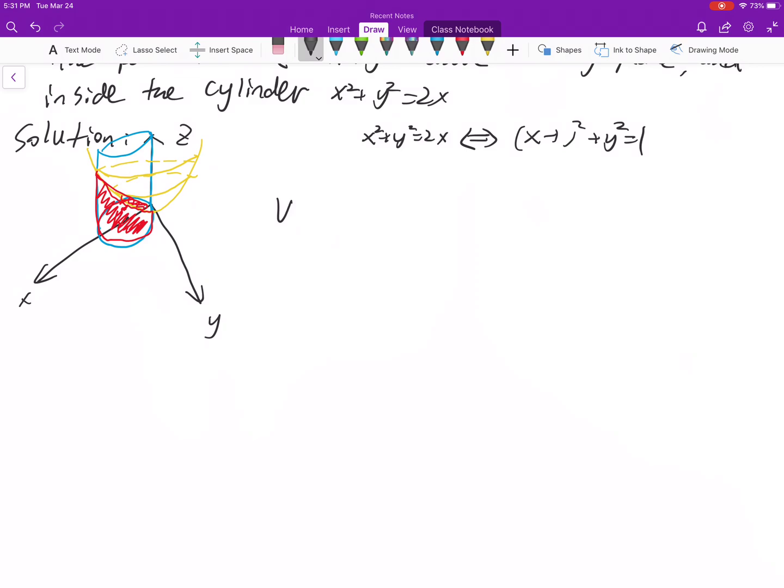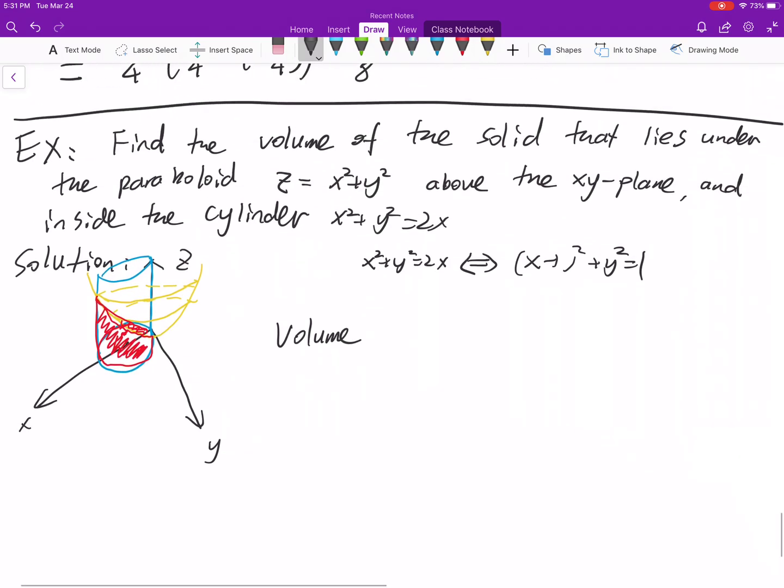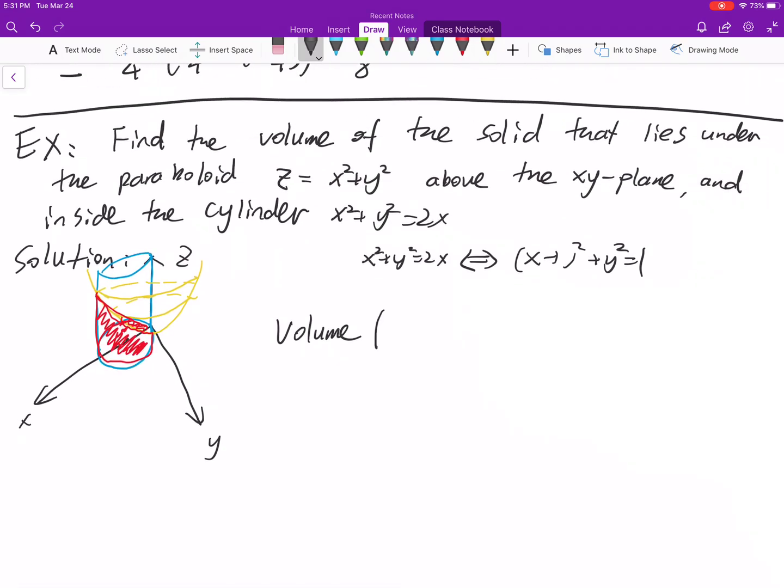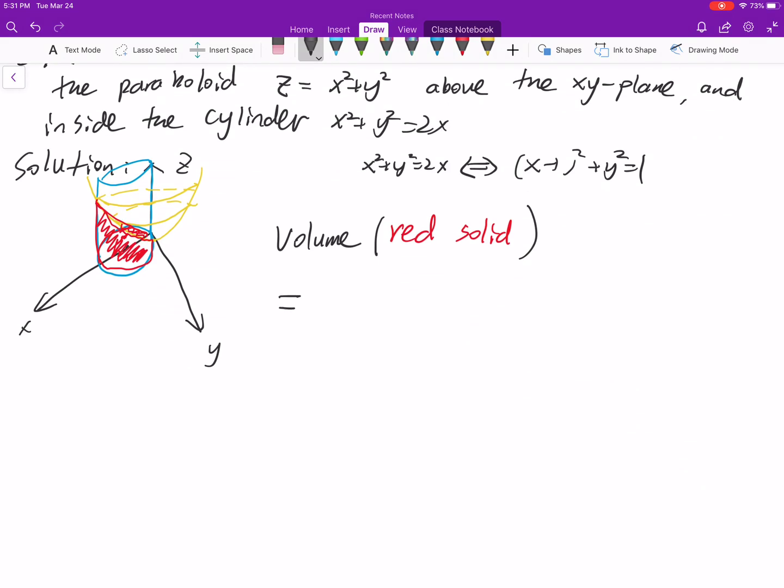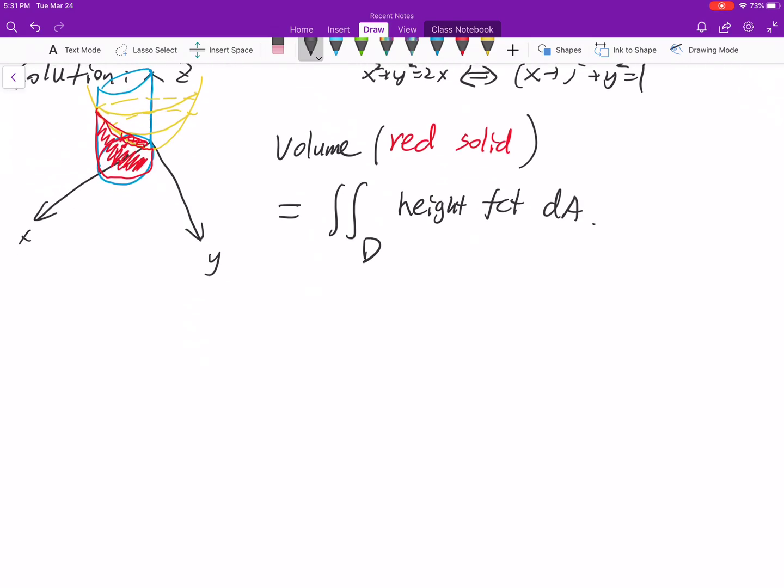use a similar strategy. We may represent the volume of the red solid as the integral over domain D. I will figure out D later, but then inside is the height function. So first, let's figure out what is D.